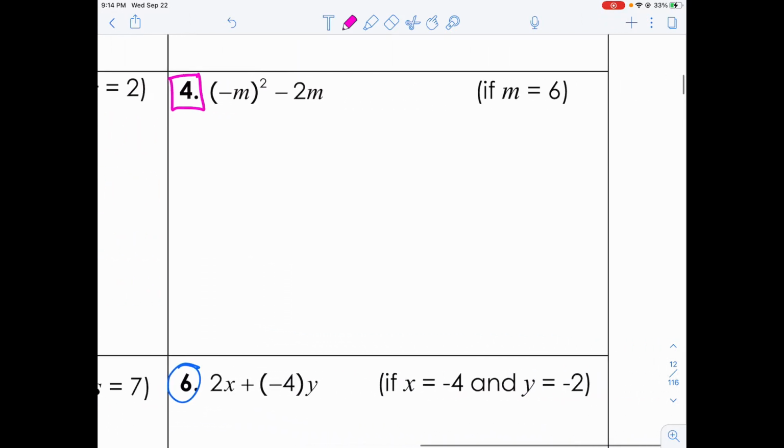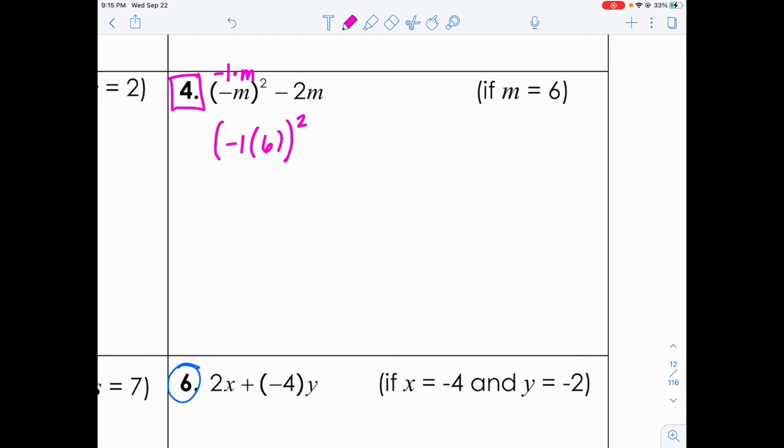On number 4, this one is important. This negative in front of the m is really like having a negative 1 times m. And it's important that you remember that for this and for future lessons, the negative 1 in front of the m is implied. Substituting in, that's like a negative 1 times whatever m is. And for us, m is 6.